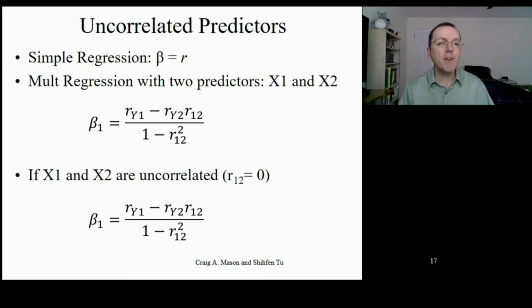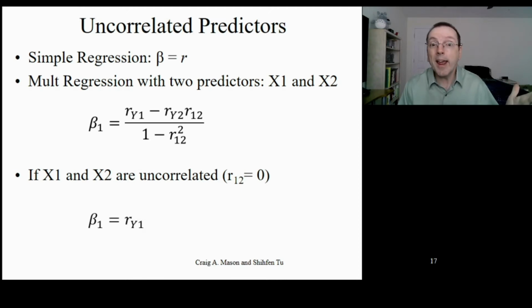But what happens if X1 and X2 are uncorrelated? Well, in that case, the correlation between X1 and X2 in the numerator becomes zero. And that squared correlation between X1 and X2 in the denominator becomes zero as well. So that gives us the correlation between y and x1 divided by 1, or just the correlation between y and x1. It's exactly the same as in simple regression. This shows mathematically what we just saw visually in the Venn diagram. Adding uncorrelated predictors has no impact on effects, whether we measure effects in terms of variance or in terms of regression coefficients.